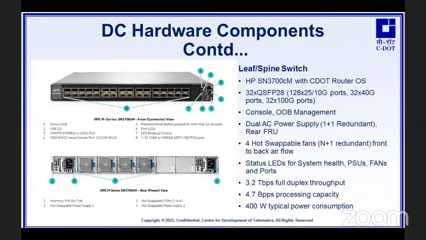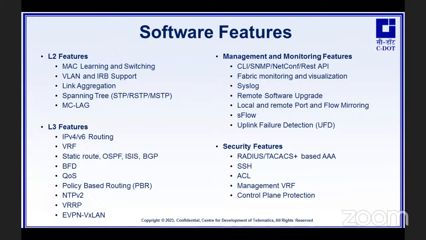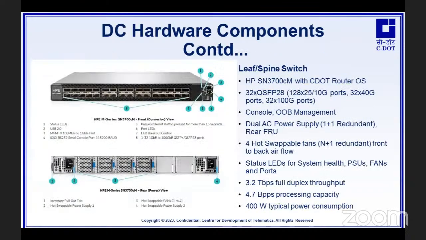4.7 billion packets per second processing capacity. 400 watt typical power consumption. This is the maximum power consumption. In the case of the Chandigarh main center, around 200 to 250 watts of power is being used. AC and DC are both supported for the power supply, depending on the power module, we can use DC as well.